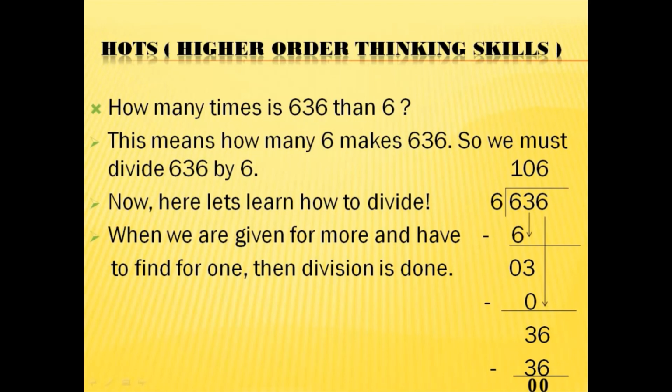Then find how many 6 in 36. We get 6. Put 6 in the quotient place. Then multiply 6 with 6. We get 36. Subtract it. We get 0 as remainder. And the quotient will be 106. When we are given for more and have to find for 1, then division is done.